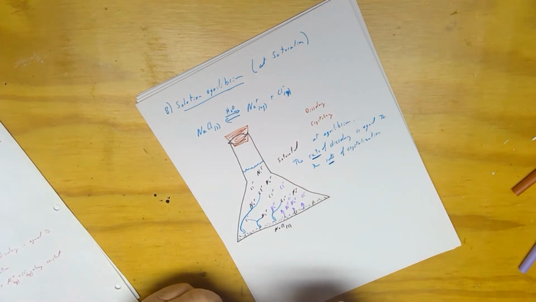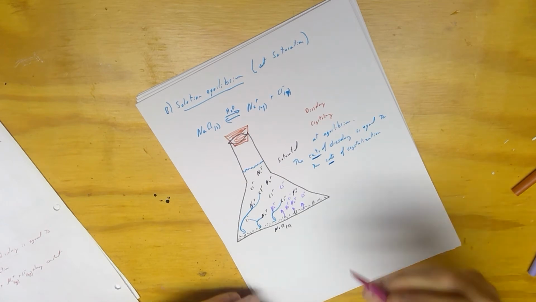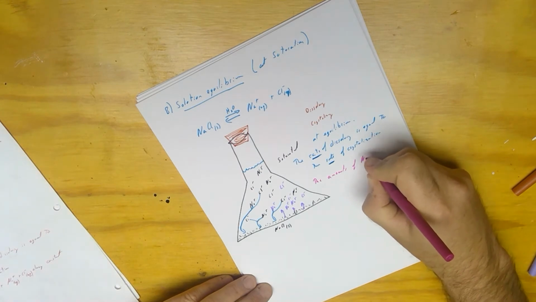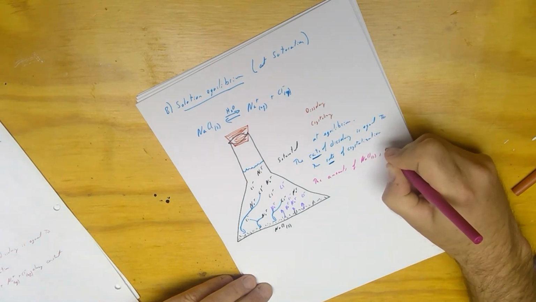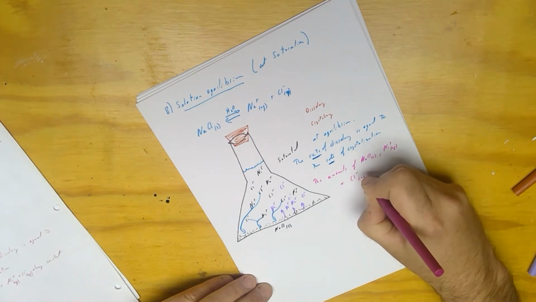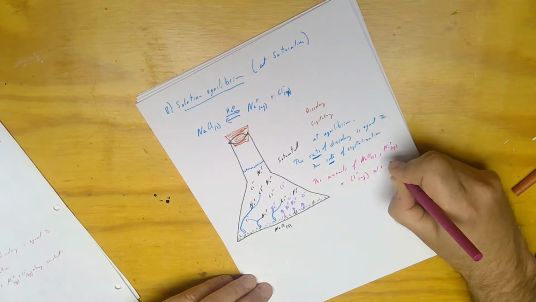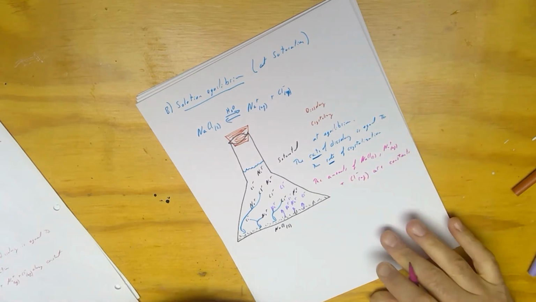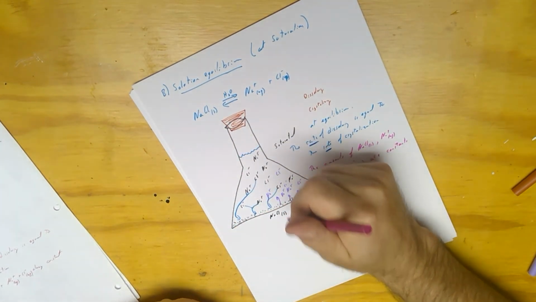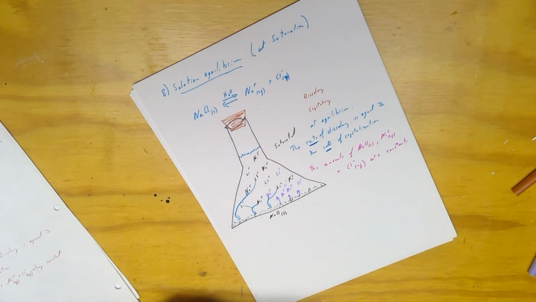So at equilibrium, the amounts of NaCl solid, Na plus aqueous, and Cl minus aqueous are constant. The amounts don't change. Now, what's cool in my beaker at school is this. You can't see this happening, but it is happening. My Erlenmeyer at school has been running for about, I think I made it my second year of teaching, so about 16 years.